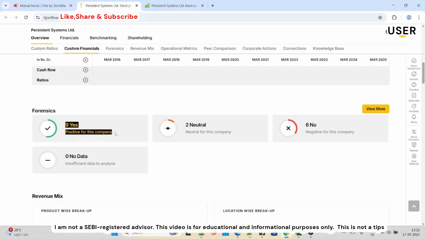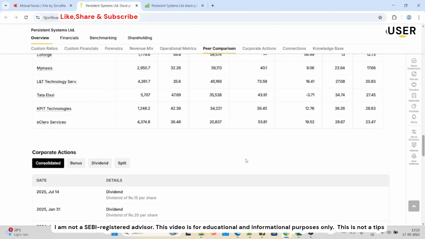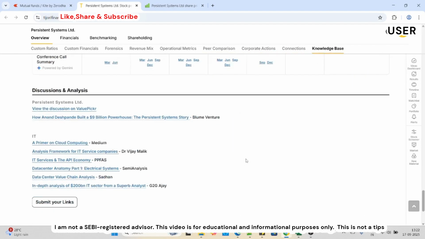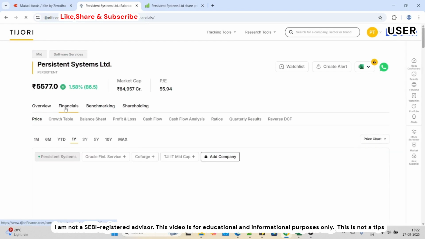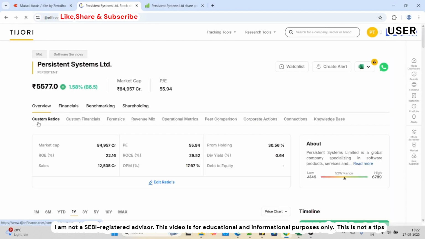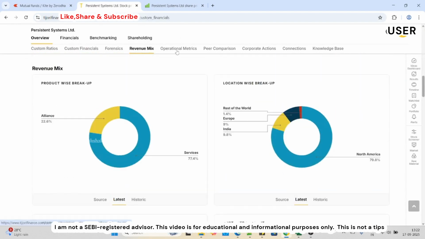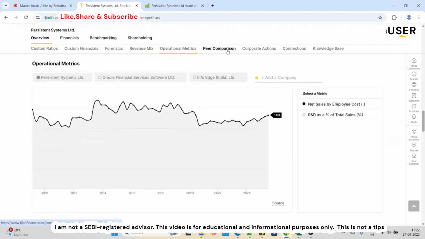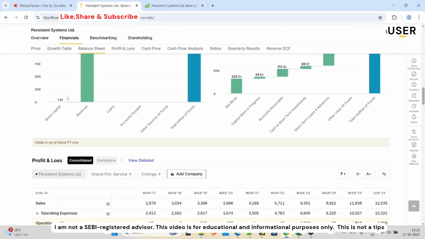This is considered a fundamentally very good company. They have given positive reviews for this one, and revenue mix details, everything. There are a lot of details available here. Next we'll go to the financial section. You can directly click on this button, scroll down, and it will take you directly there. You can check the financial details as well.